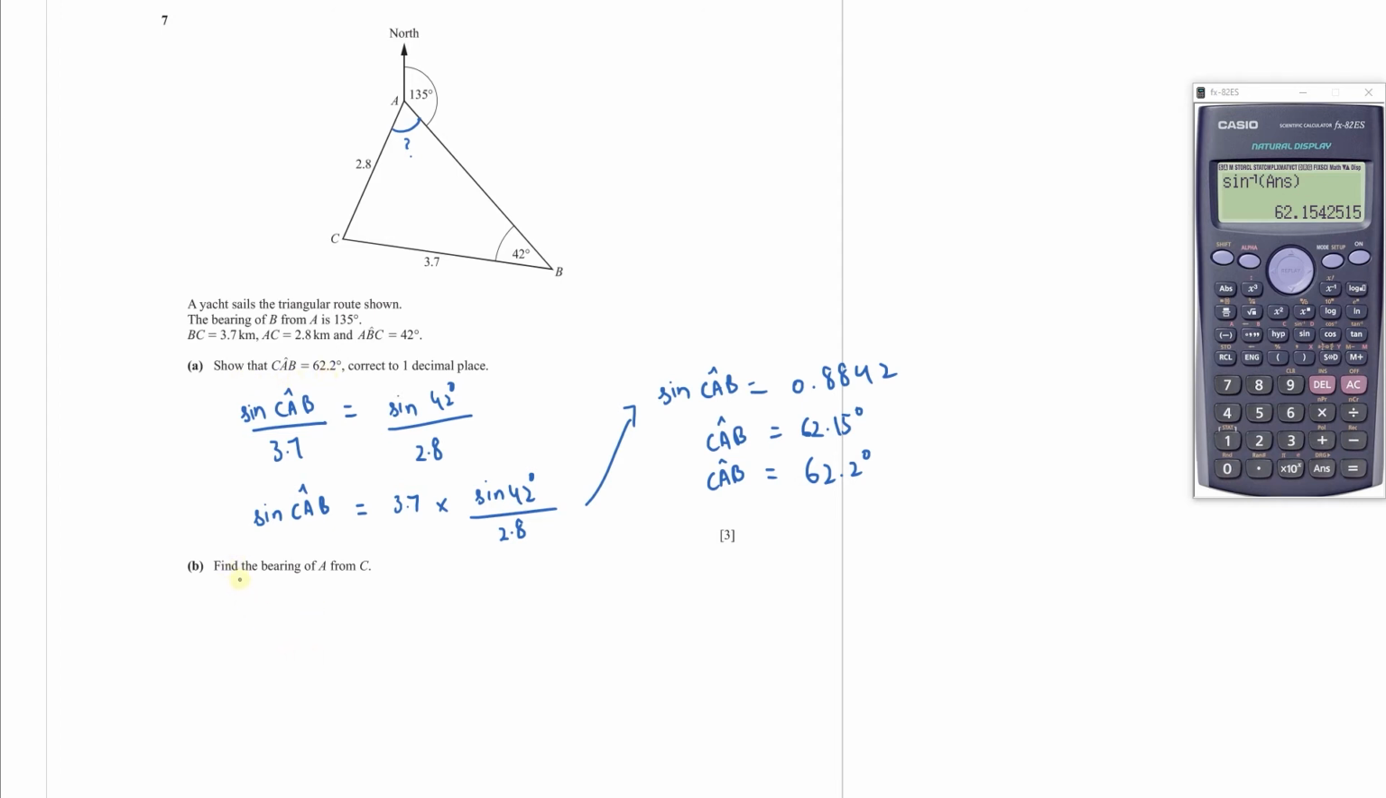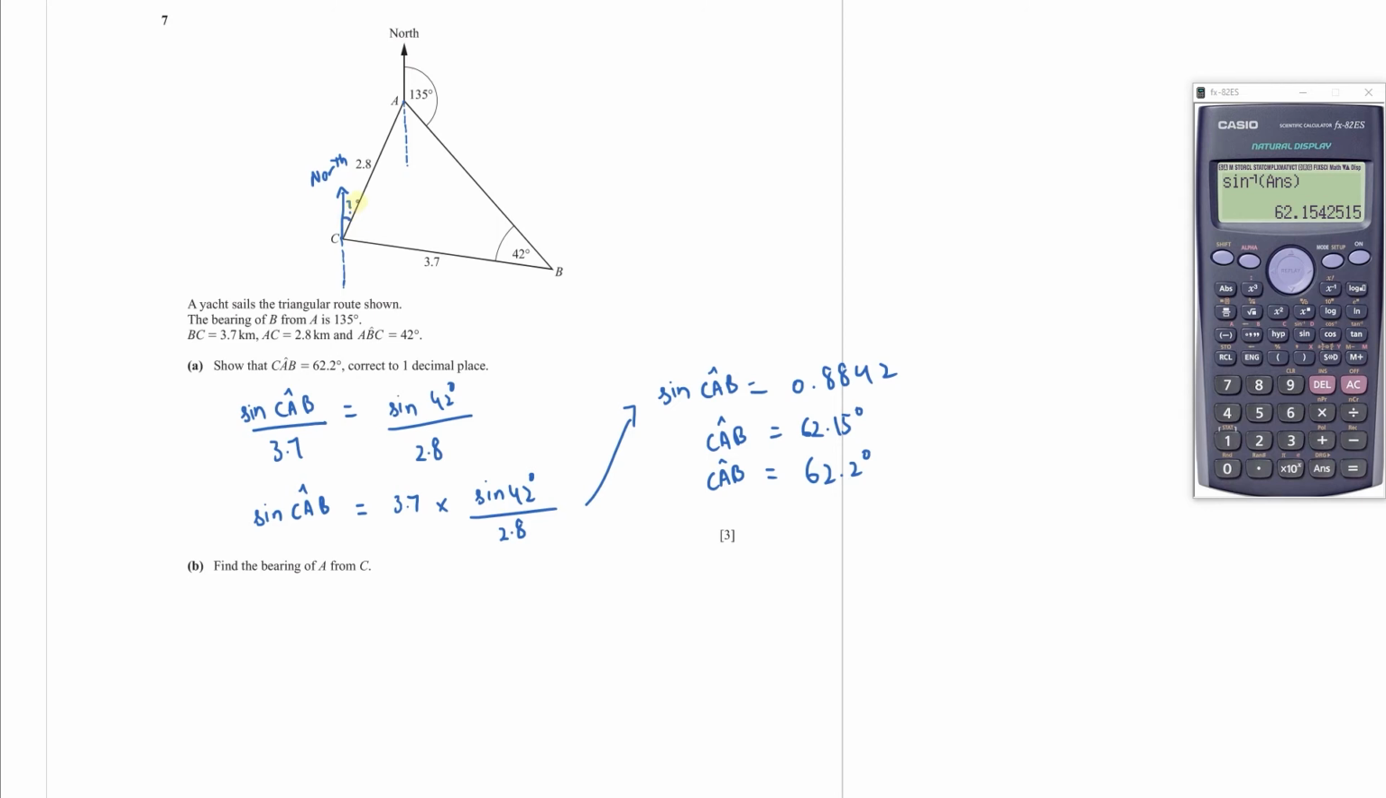Part B is find the bearing of A from C. So the bearing of this point A from this point C. So if I draw a line north of C, which represents the north line here, similar to this one, this is the bearing of A from this point C. So this is the angle that we need to find. So if I extend this line further, these two lines representing north are parallel.